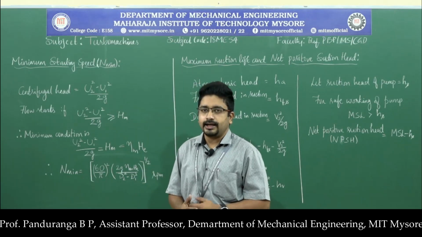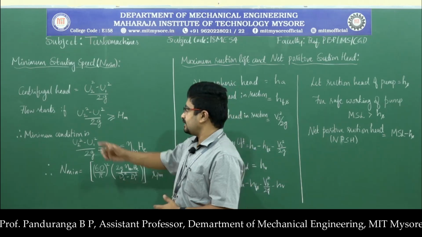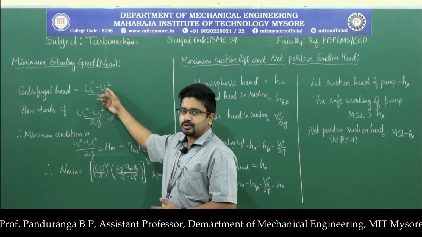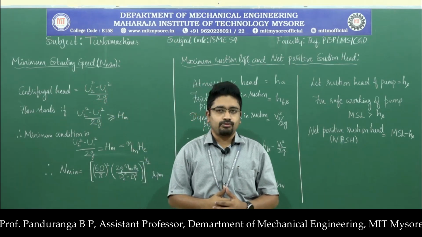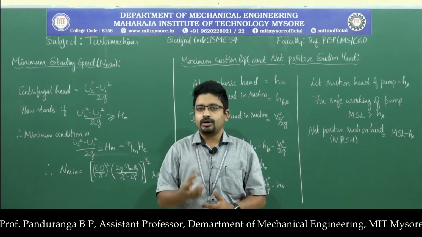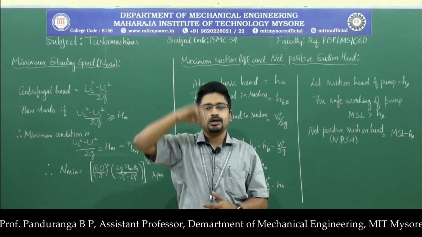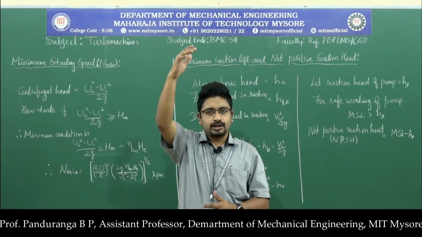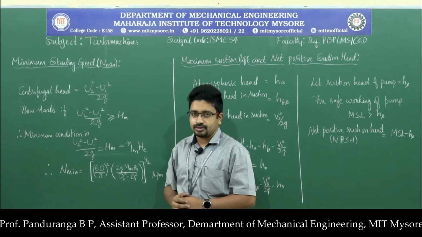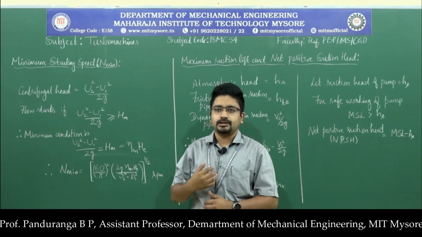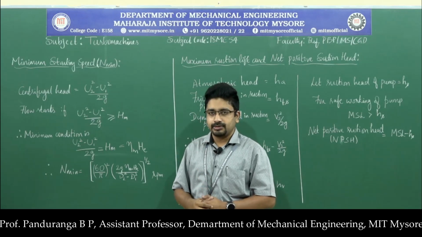The centrifugal head achieved by the pump is the amount of energy imparted into the fluid, and that is given by U2 square minus U1 square divided by 2G. If the centrifugal head is less than the manometric head, then the water or the liquid will not have sufficient energy to reach the delivery side of the pump. So for that purpose, we need to maintain a speed greater than the minimum starting speed, so that we have a proper output from the pump.